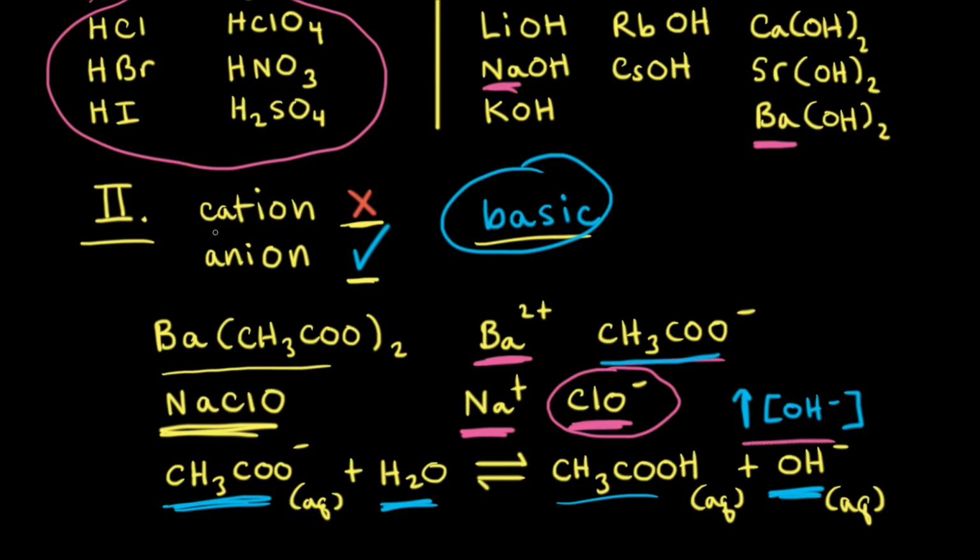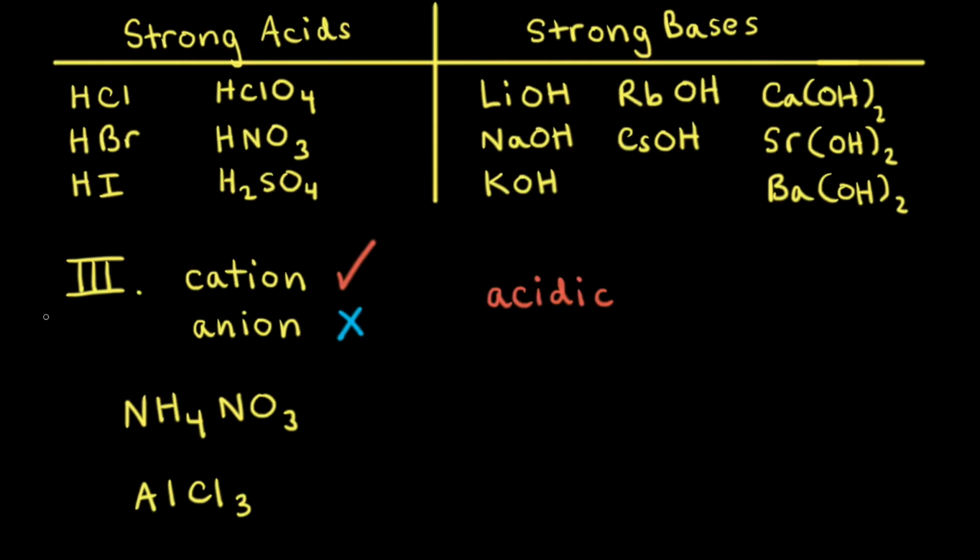So since we have a cation that does not react with water and an anion that does react with water, an aqueous solution of sodium hypochlorite will be basic. The third possible combination of cation and anion is where the cation will react with water, but the anion will not. In this case, the resulting solution will be acidic.